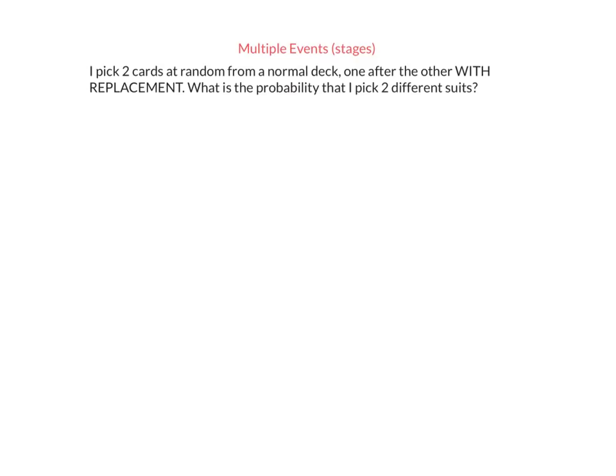So let's look at this question here. I picked 2 cards at random from a normal deck, one after the other with replacement. What is the probability that I pick 2 different suits? This is not an easy question to do. But again, we have some tools to help us. The table and the tree diagram will both be used to list all the possible outcomes that will help us answer this probability question. So let's first look at the table.